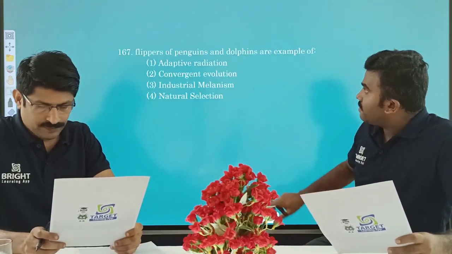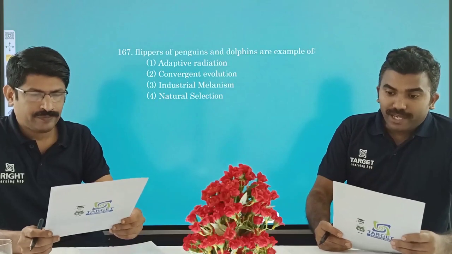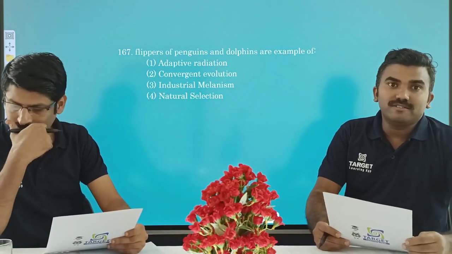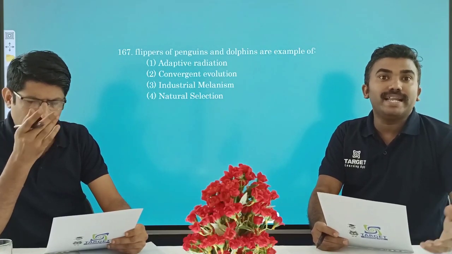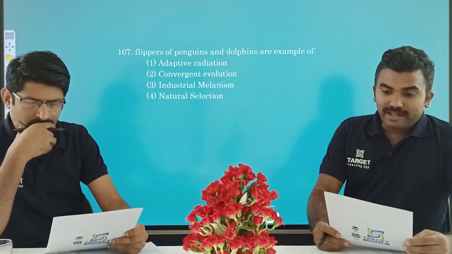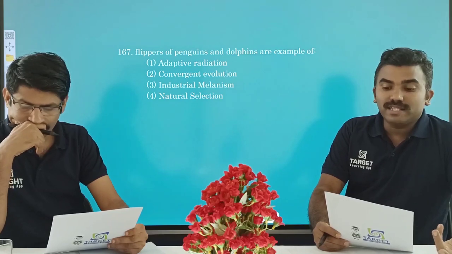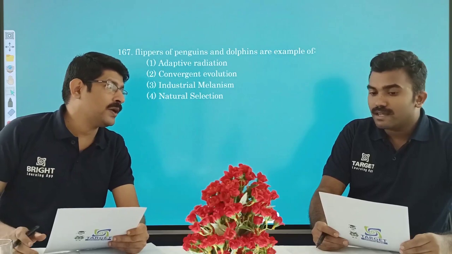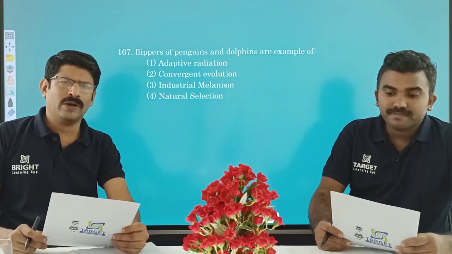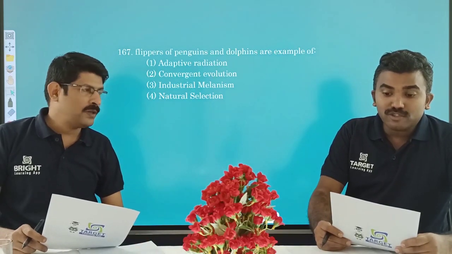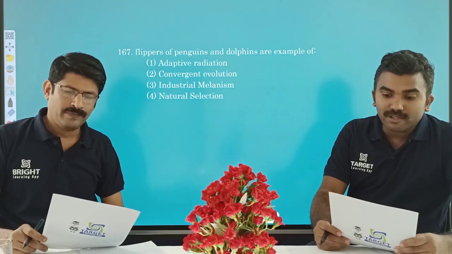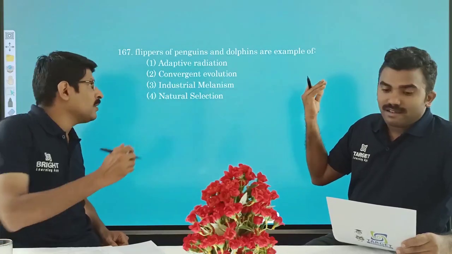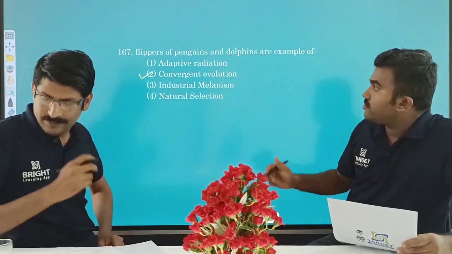Next one: flippers of penguin and dolphins are examples of this, related with the chapter Evolution. In evolution, we have seen comparative anatomy and morphology, the same example. So here it is convergent evolution. Page number 131 of the NCERT text, the same example is given in the first paragraph. Flippers of penguin and dolphins are examples of convergent evolution.